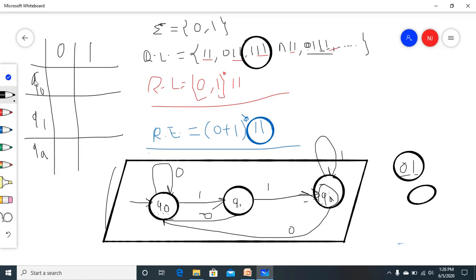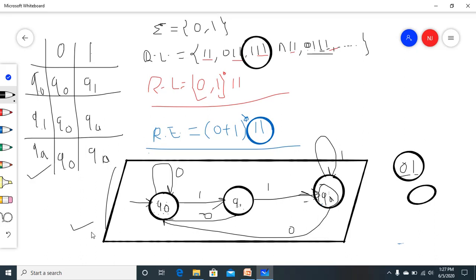Okay, so we take Q0 as a state. We use input 0, then we remain in that state, which means this cell will be Q0. We are in Q0 and take input 1, then we move to the Q1 state. Now we are in Q1 state, we read 0, then we move to Q0 state. Then in Q1 state, we read 1, we go to QA state. Now we are in QA state, we read 0, then we come to the Q0 state. We are in QA state, we read 1, we remain in the QA state. Okay, so this is our transition table.